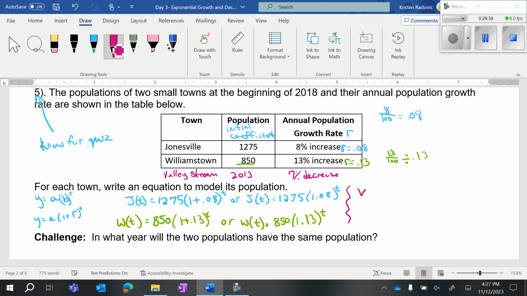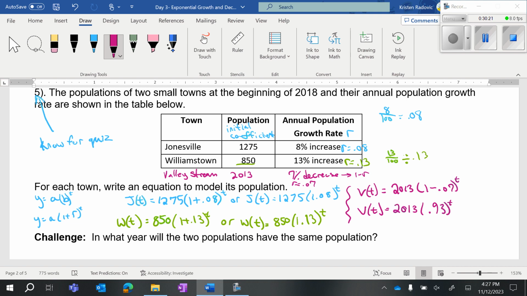You would say V of T for Valley Stream started with 2,013 people, but because you're decreasing, this is a 1 minus R. So you would have 1 minus 0.07 to the T, because R is 0.07. If you wanted to simplify it, you have 2013 times 0.93 to the t. So your base is less than 1, which means you are decreasing. That's going to be your quiz tomorrow.